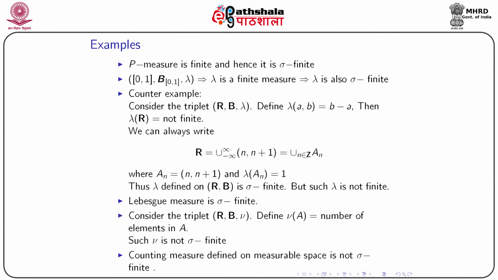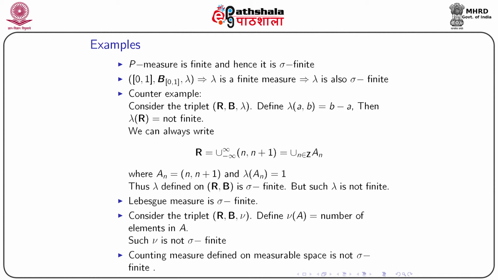Now we take one example. Suppose this is the probability measure. We are taking P, the probability measure, and we know it is finite. And it is sigma finite because all finite measures are sigma finite. Now consider the measure space [0,1], and using this [0,1], we have this Borel field B[0,1]. And λ is the measure. Suppose λ is a finite measure. That means λ is also a sigma finite measure.